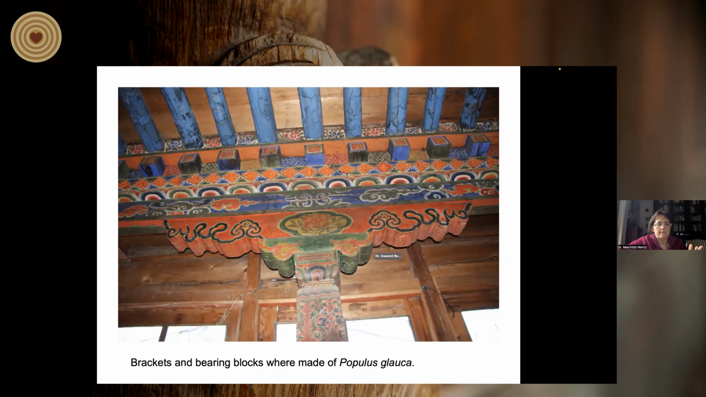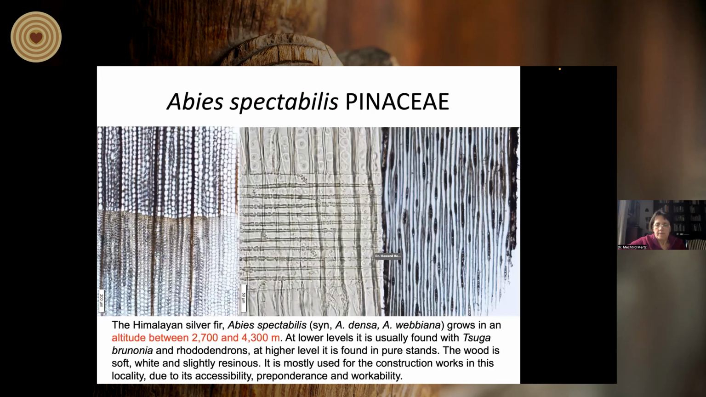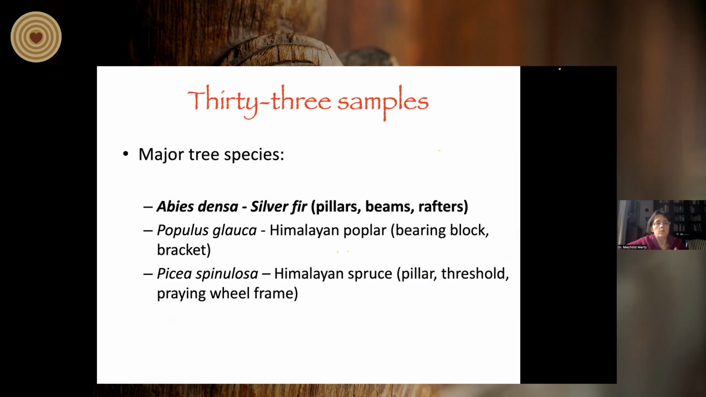And then also in the Himalaya, on the western side, there is a lot of use of Himalayan silver fir, which is used at heights between 2,700 and 4,300 meters. And not only Abies fir, but also poplar and spruce. Yes, so you see these northern tree species were used.